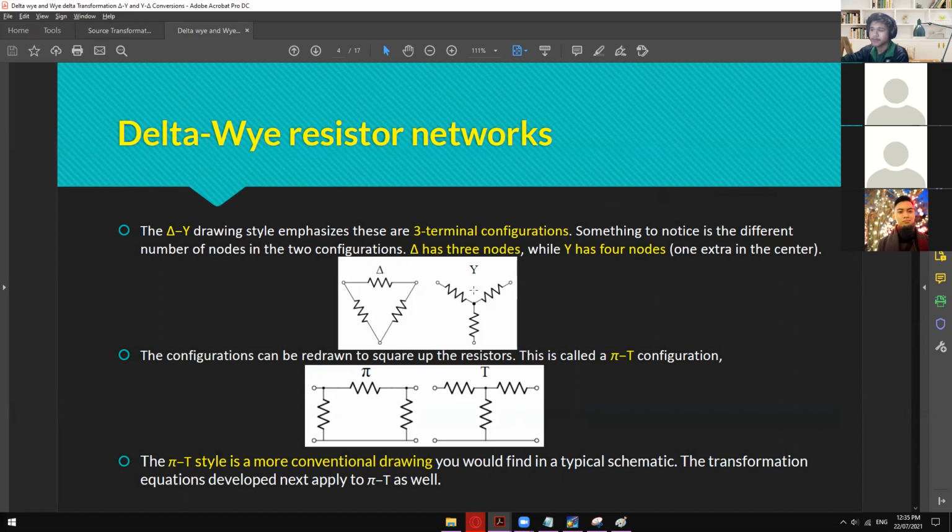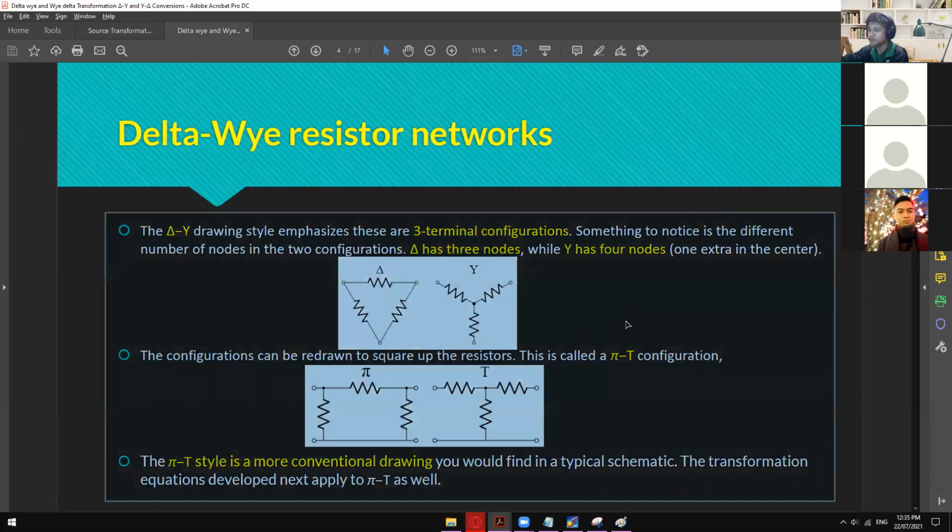Okay, and then the same with y. You can actually transform this one into t. So those two are just the same, but from 4 nodes it will become 1, 2, 3, 4, and then 5 nodes. So it's just that there is an additional one if you're going to use pi and then t configuration. Okay, but mostly, of course, we are going to use this kind of circuit.